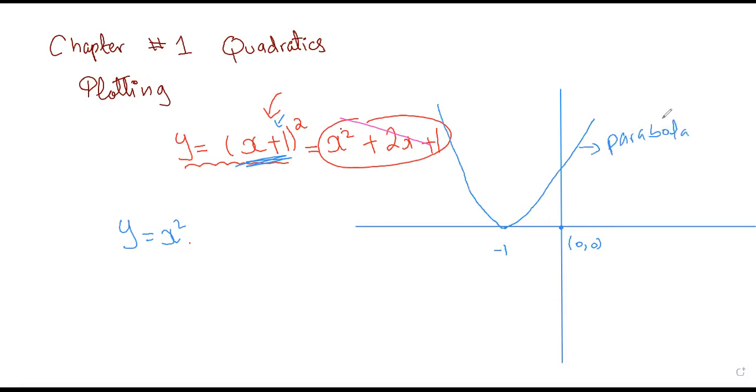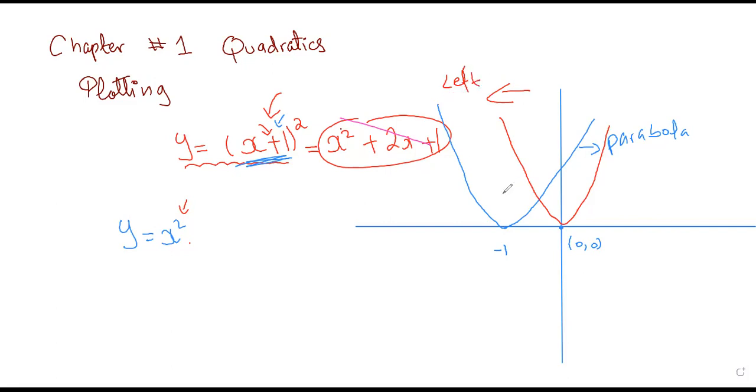So the point which you need to remember is that when we are adding 1 to x, initially this was x square only. So the parabola had this shape, right? When we add 1 to x, we move the graph 1 unit left, right? This is left.